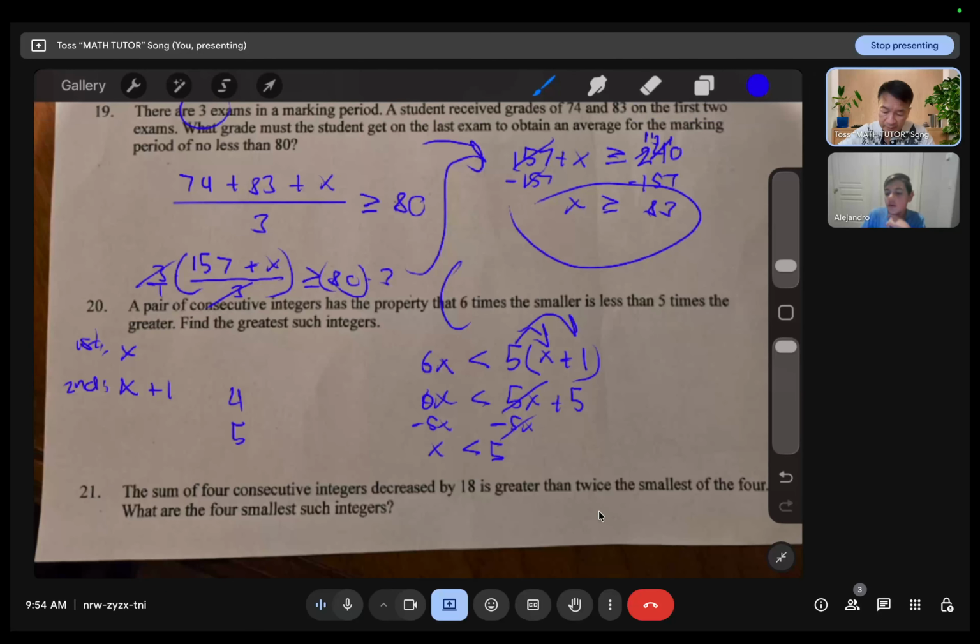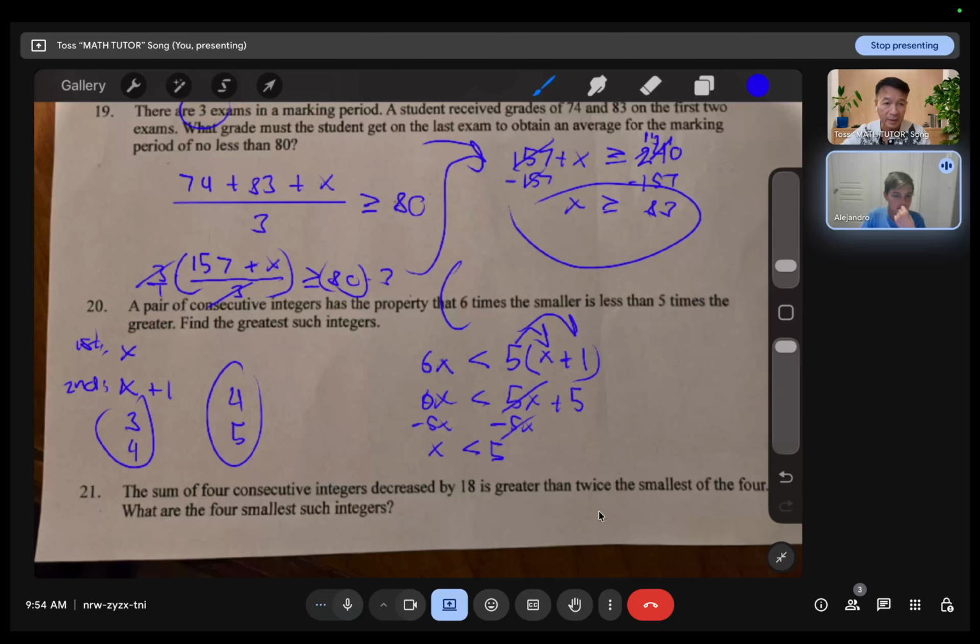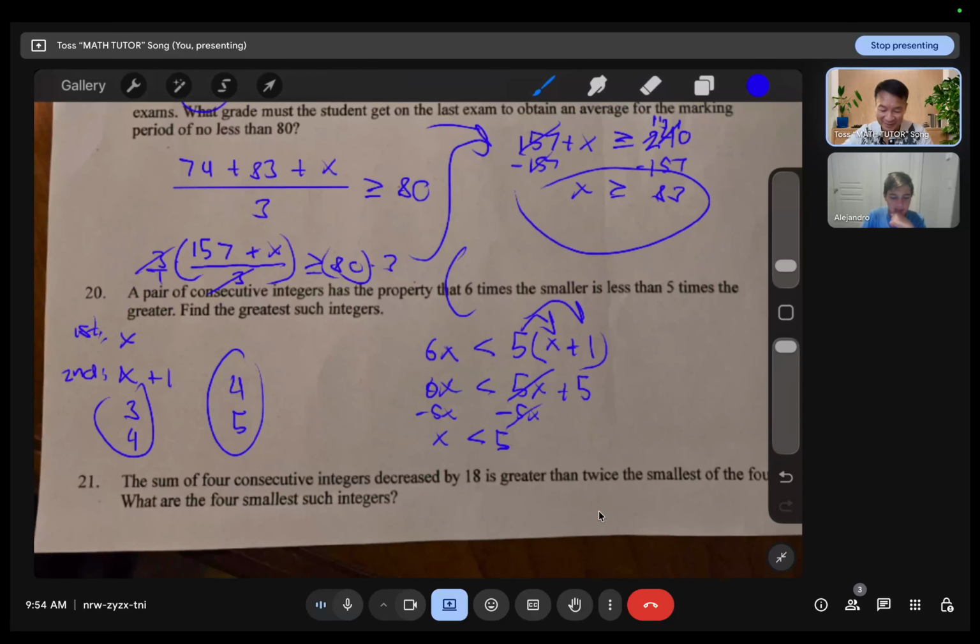Okay, let me see. I'll list them. These are the one pair. If we use 3, which is less than 5, and plus 1 to it, it'll be 4. You get it? I know you're worn out by now, right? Yeah, one more and we'll just set it up.